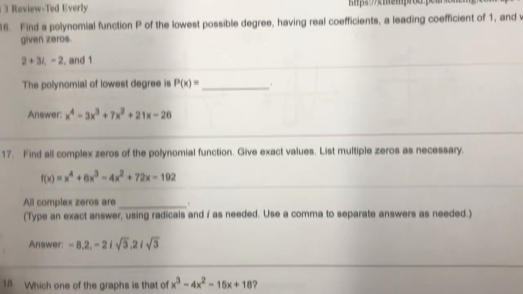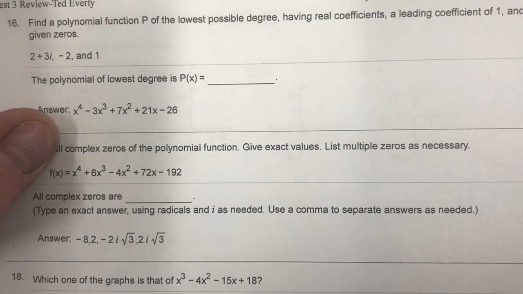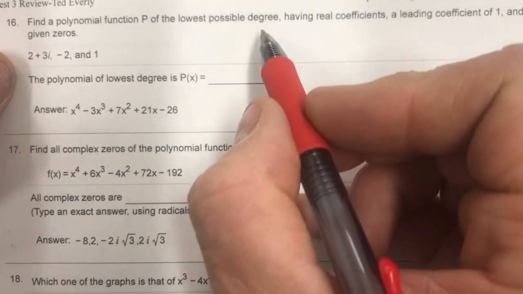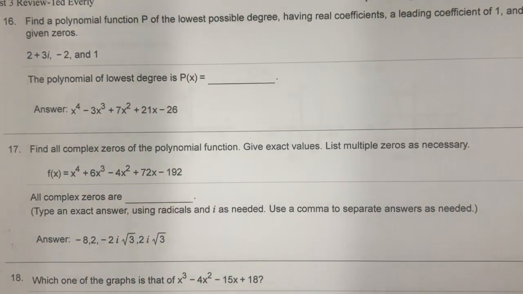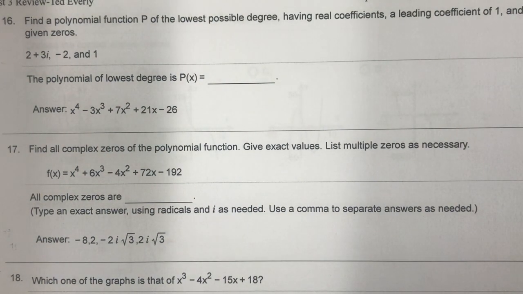All right, 16. All right, find a polynomial p of the lowest possible degree having real coefficients with these zeros right here. Okay, that's not that hard of a task. This piece of paper here we use. I'm running out of paper.